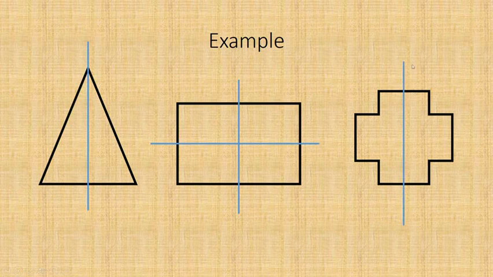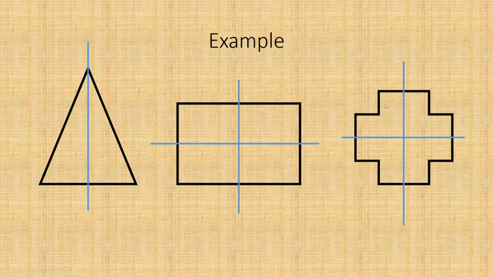Yes, this is the half of the shape. If I just draw this line and try to fold this half, on this half it's going to be identical. So it means this is a line of symmetry. What else? Are there any more lines of symmetry here?